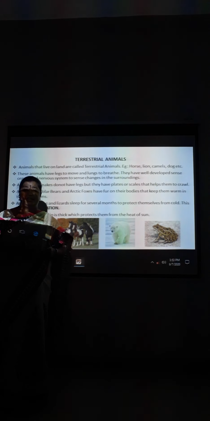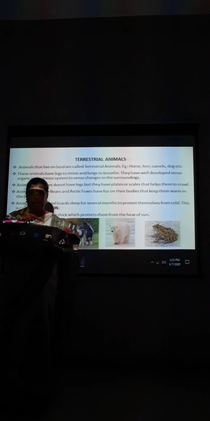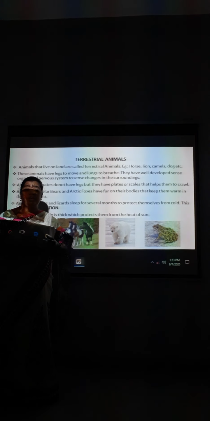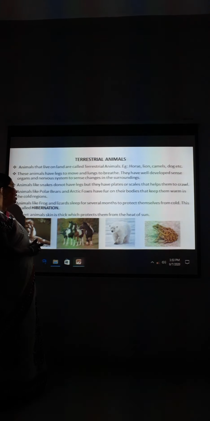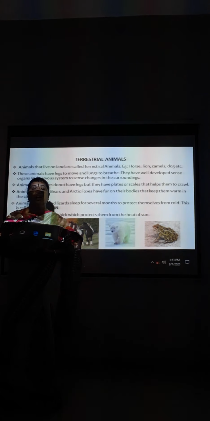They have got legs. And how do they breathe? They breathe through the lungs. So, this is the main process of respiration as well as movement. Animals like snakes do not have legs, but they have plates or scales that help them to crawl. So, again, few animals have legs and few animals do not have.